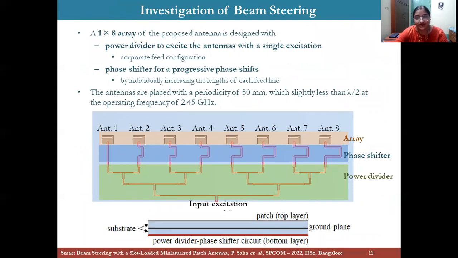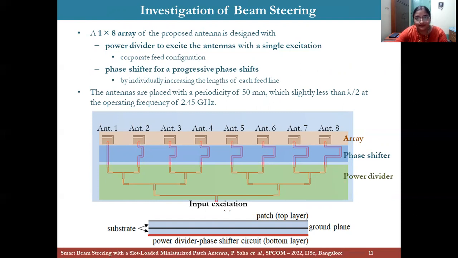To facilitate the beam steering operation, a beam steering circuit is designed, which is shown in the figure. A 1x8 array of the proposed patch is designed. A 1x8 corporate feed power divider circuit is designed to excite the antennas with a single excitation. A 1x8 phase shifter circuit is also designed to provide progressive phase shifts by individually increasing the length of the feed line of each of the antennas.